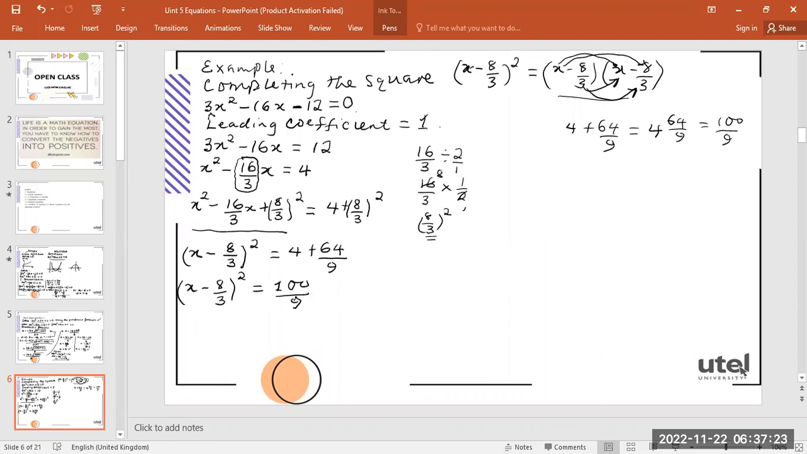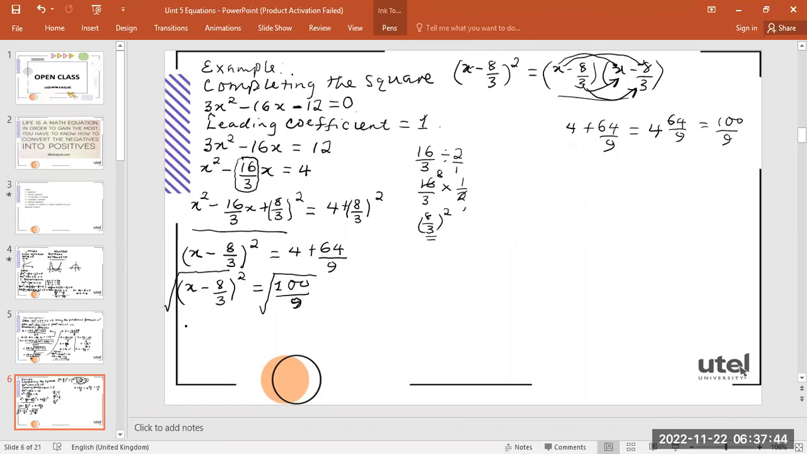Now, the next thing we need to do is to take the square root of both sides in order to get rid of this square. So if you take the square root of this side, don't forget in an equation, whatever you do to the left-hand side, you must do the same to the right-hand side. So if you take the square root of both squares, this square root will cancel the square here.